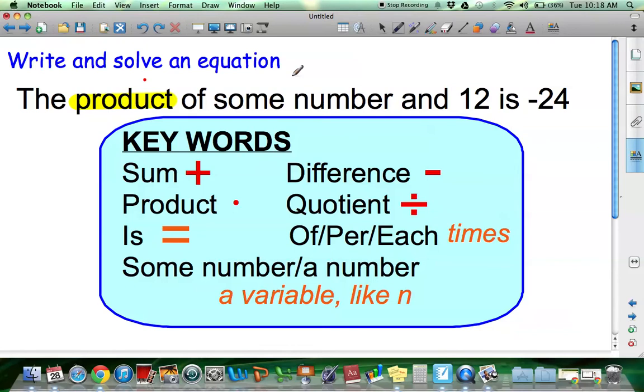Okay, the next thing I see, as far as keywords go, is it's telling me we're using some number. Now, weirdly enough, when it says some number or a number, they're telling you that's a variable. If they wanted it to be 7, they would have said 7. So since they're not telling us specifically which number, it has to be a variable.